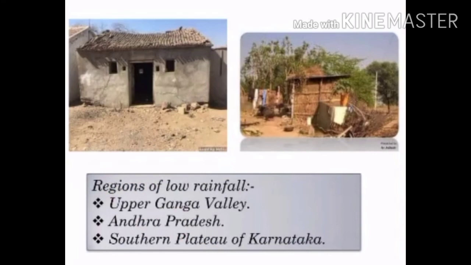Number 3, regions of low rainfall, or even we can say that there is no rainfall at all, like Upper Ganga Valley, Andhra Pradesh, and southern plateau of Karnataka. These states don't have medium or even heavy rainfall. That is why they are categorized as low rainfall or no rainfall. These house constructions are very different apart from the heavy and medium rainfall.